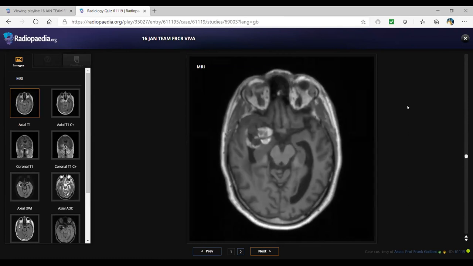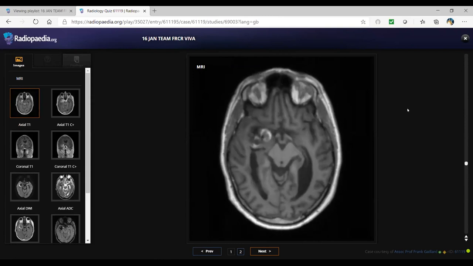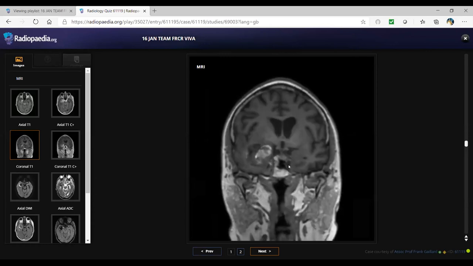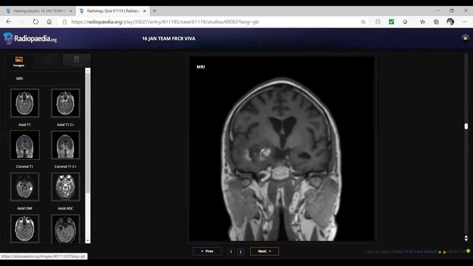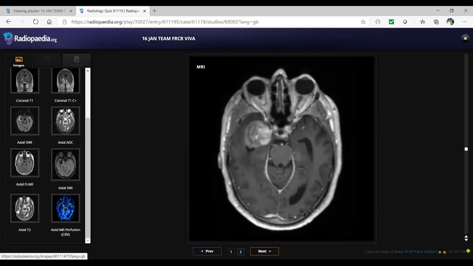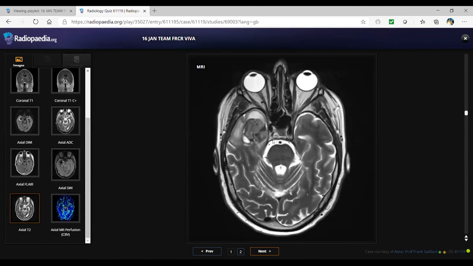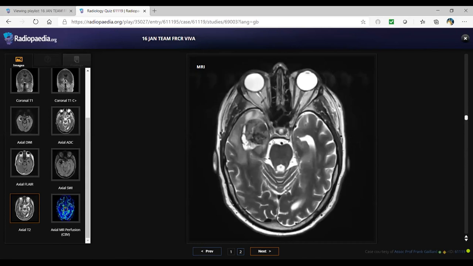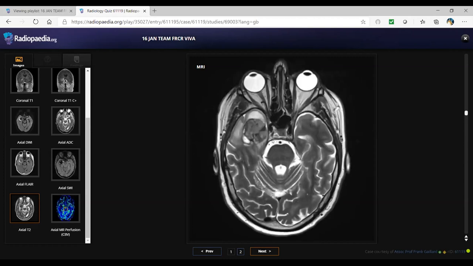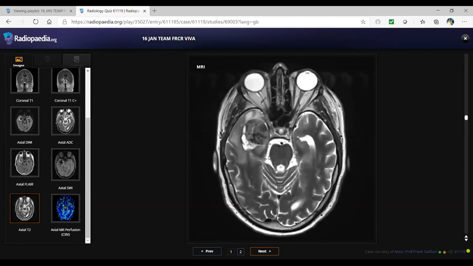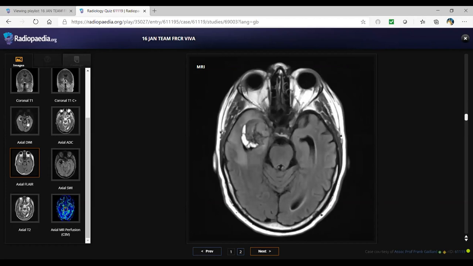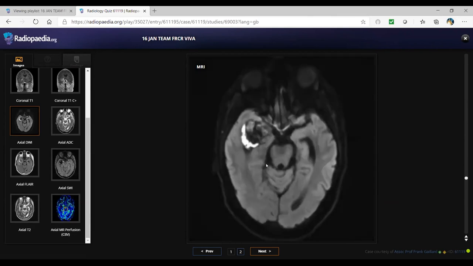Okay, so these are axial T1 sections of the MR study of brain, which shows a heterogeneously appearing lesion with hyperintense T1 signals within. Can I have the T2? Here, T2 images show a heterogeneous lesion with hypo and hyperintense areas within. This is the FLAIR. This is diffusion. Diffusion images show peripheral diffusion restriction.